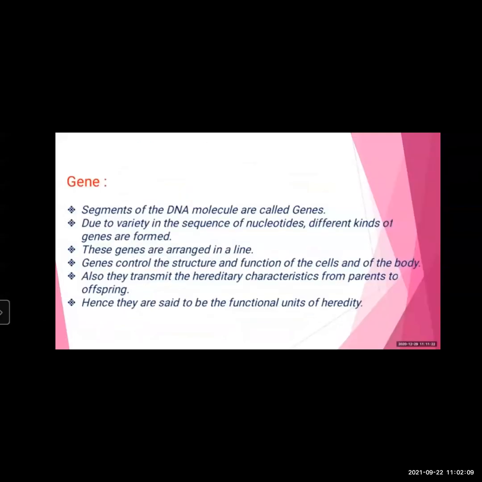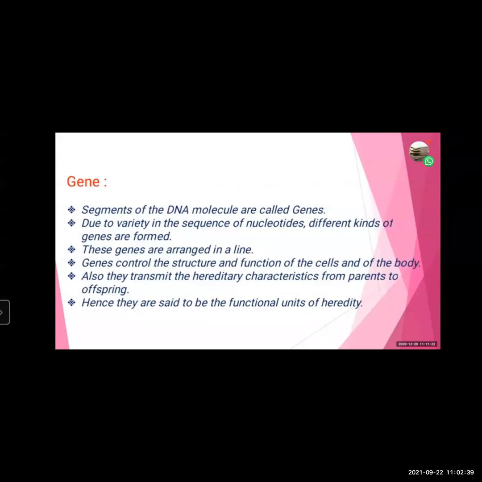Then, as I've told you, gene. What is a gene? Genes are nothing but the segments of the DNA molecule. Segments of the DNA molecule are called genes. Due to variety in the sequence of the nucleotides, different kinds of genes are formed. These genes are arranged in a line. Genes control the structure and the function of the cells and of the body, right?